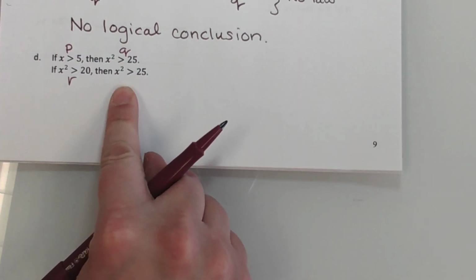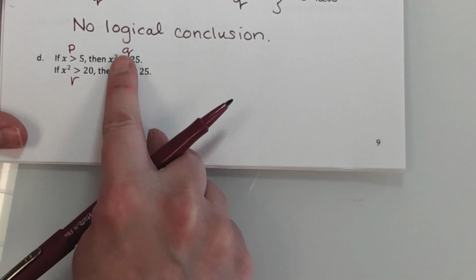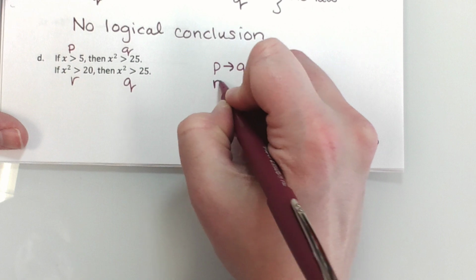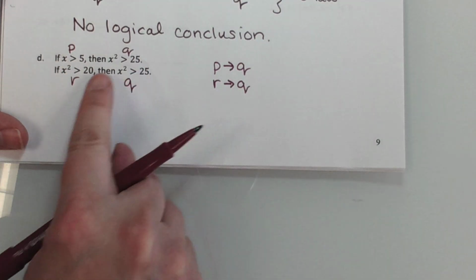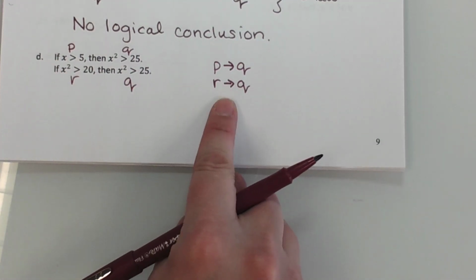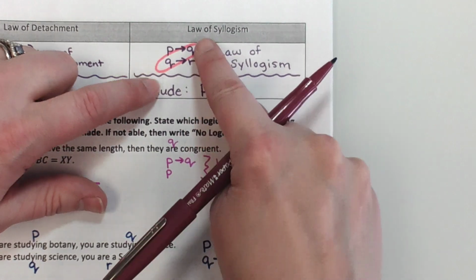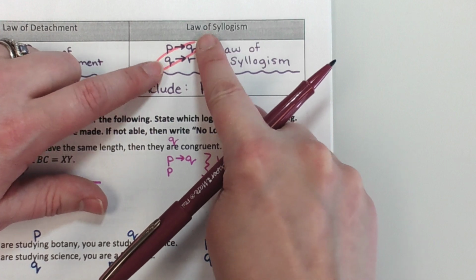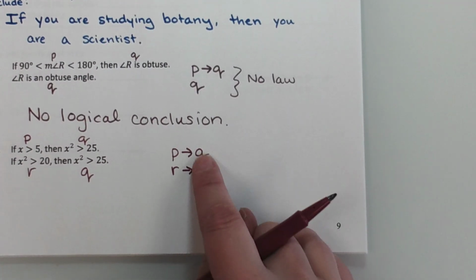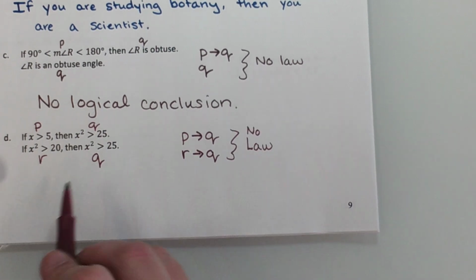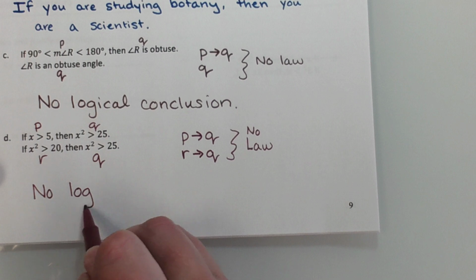Does that one match either of them? Q. It's the same as Q. So it goes if P then Q, if R then Q. That's my setup. P, Q, R, Q. Is that one of my laws? The law that has two arrows in it is syllogism, but what I should have matching is diagonals. Not those. There's no law that fits this, which means no logical conclusion.